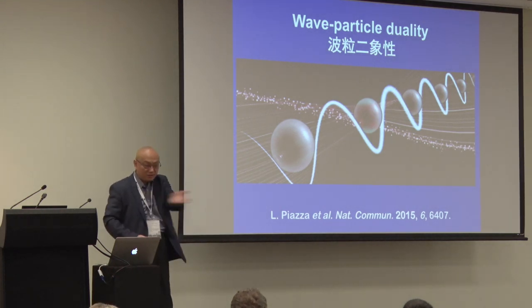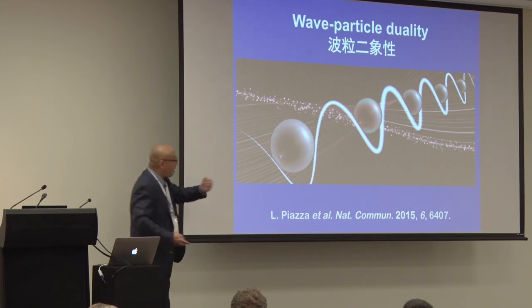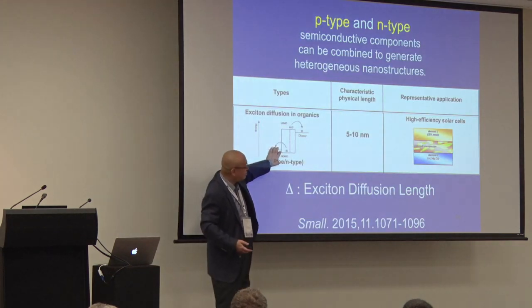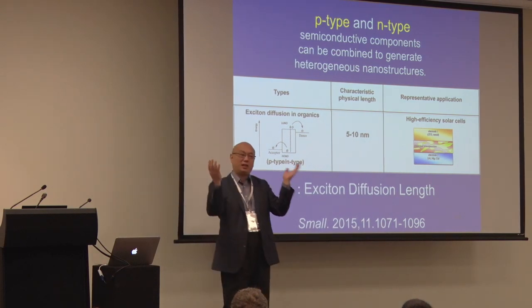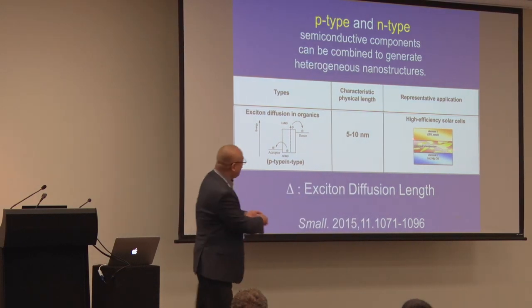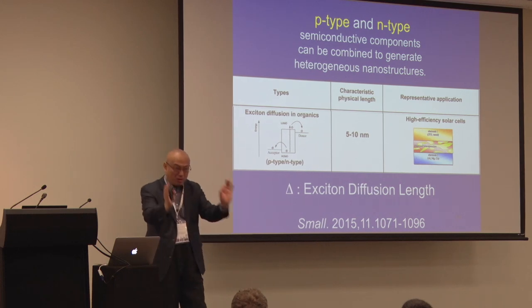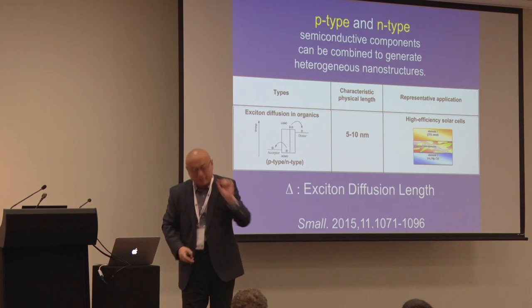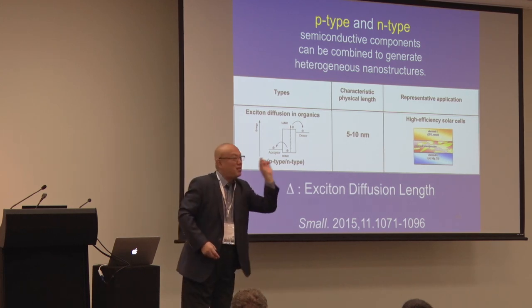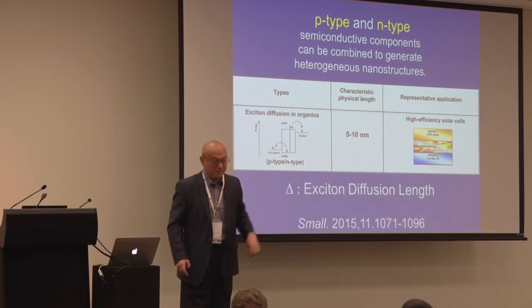Does everybody understand? So why? Let's take this for example. You want to make a high efficiency solar cell, but it's very difficult for polymer scientists to make this free charge separation in 10 nanometers. This is very difficult, almost impossible.